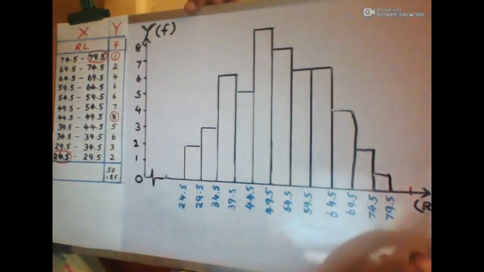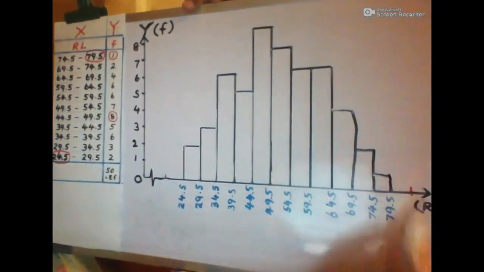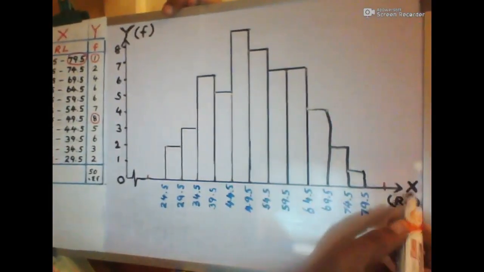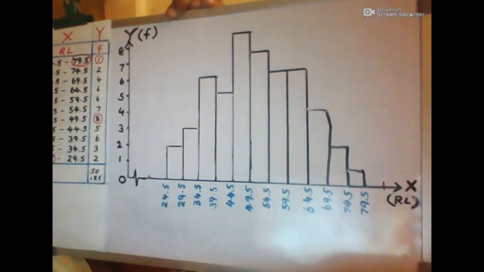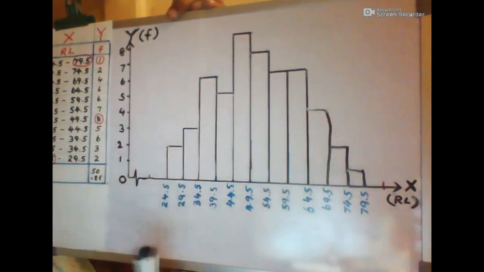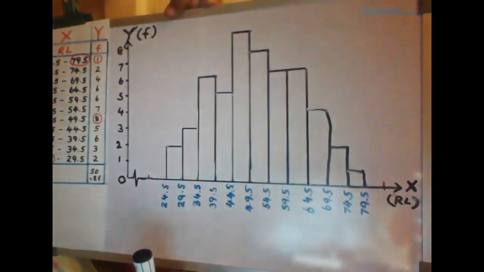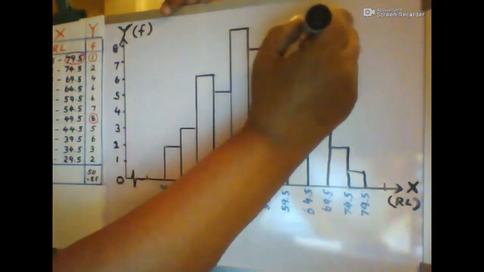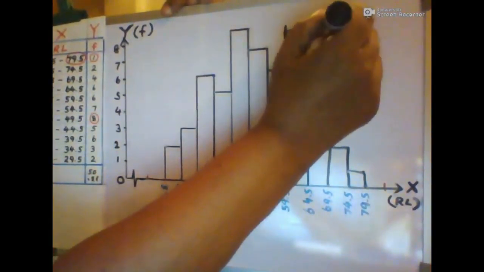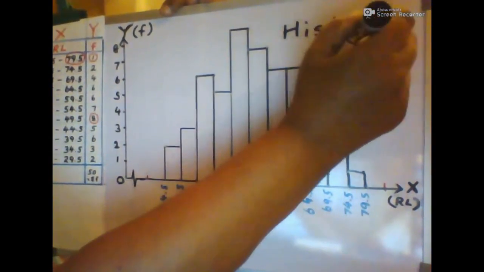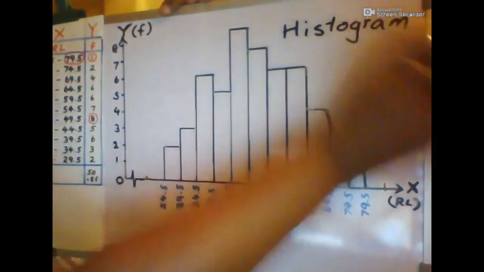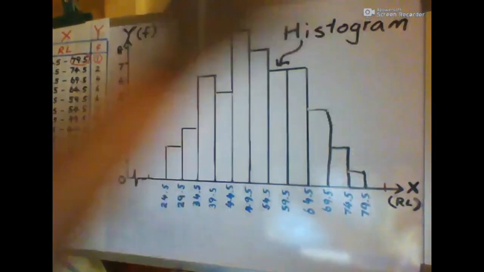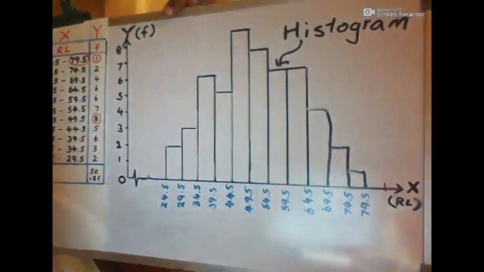Now here, this is the extra one, right? You can see the x-axis real limits. Now this is the histogram, right? This is the histogram. So you'll have to write like this: histogram, and put an arrow. Histogram, right?